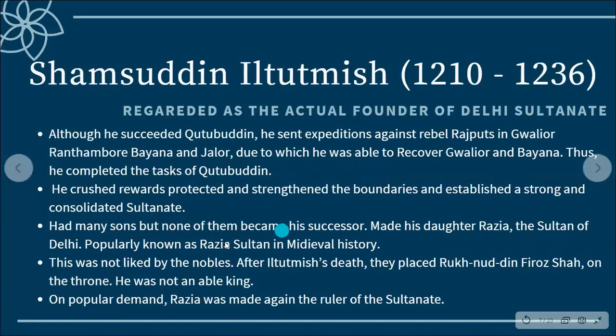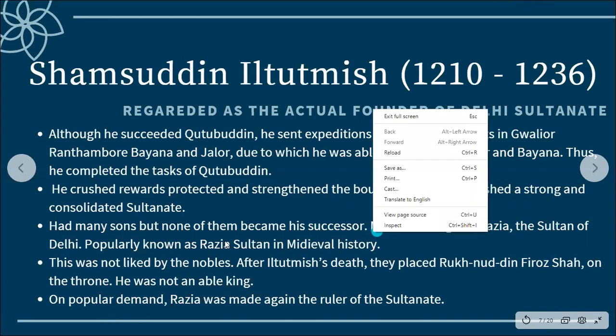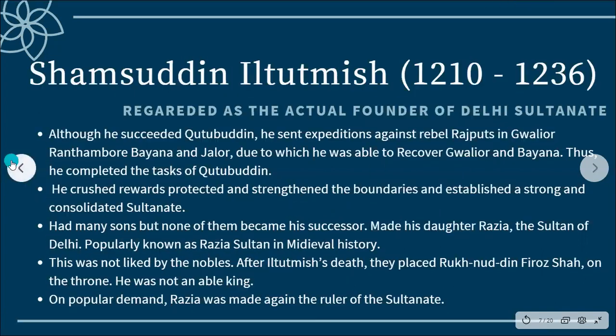Right? He had a lot of sons, but none of them became his successor. He personally made his daughter Razia the Sultan of Delhi. Right? And this daughter is known as Razia Sultan popularly in our medieval history. Right? He was not liked by the nobles. This was obviously not liked because they did not approve of a woman ruling over, right?